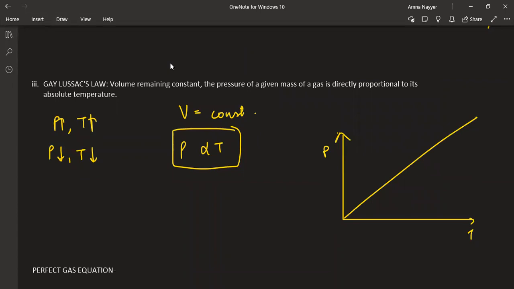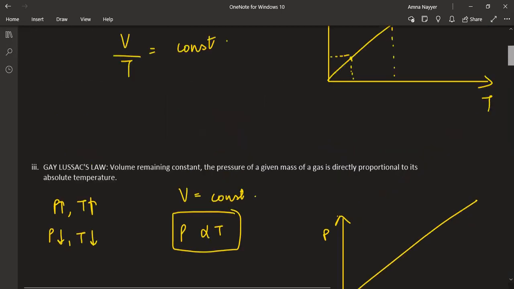So these are the three laws. One quantity will remain constant. Like in Boyle's law, temperature remained constant, and pressure and volume were inversely proportional to each other. In Charles' law, pressure was constant, so volume and temperature were directly proportional to each other. And in the last one, Gay-Lussac's law, you have volume constant, so pressure and temperature are directly proportional to each other. First, note it down.